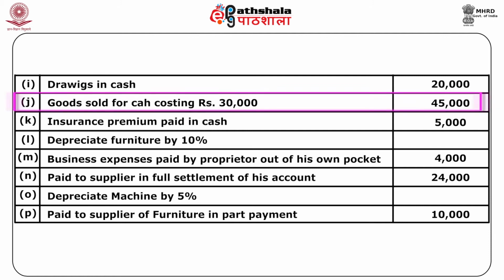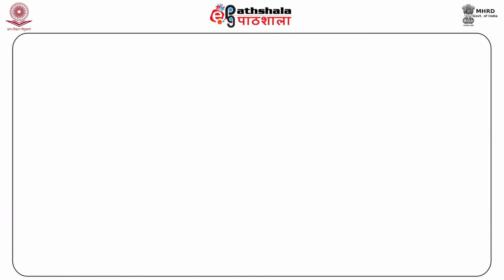goods sold for cash costing rupees 30,000 for rupees 45,000, insurance premium paid in cash rupees 5,000, depreciate furniture by 10%, business expenses paid by proprietor out of his own pocket of 4,000, paid to supplier in full settlement of his account of 24,000, depreciate machine by 5% and paid to supplier of furniture in part payment of rupees 10,000. Now let's come to the solution part.